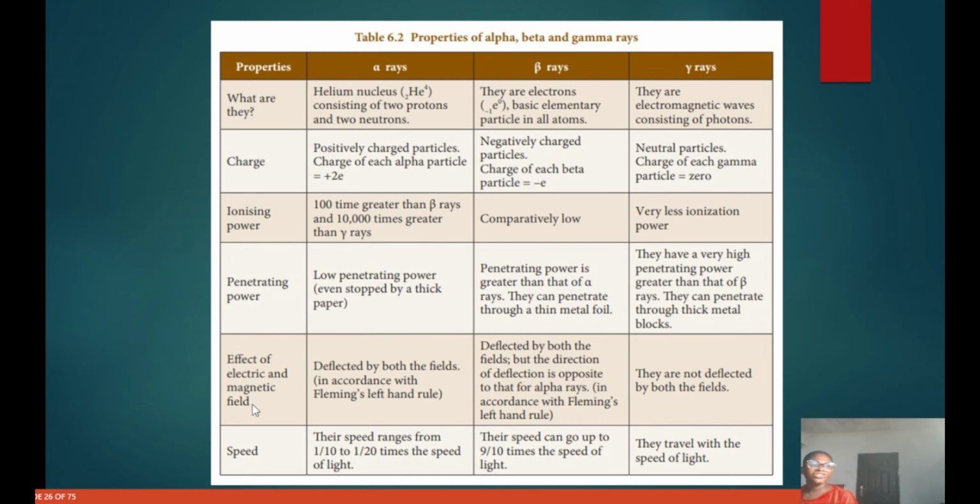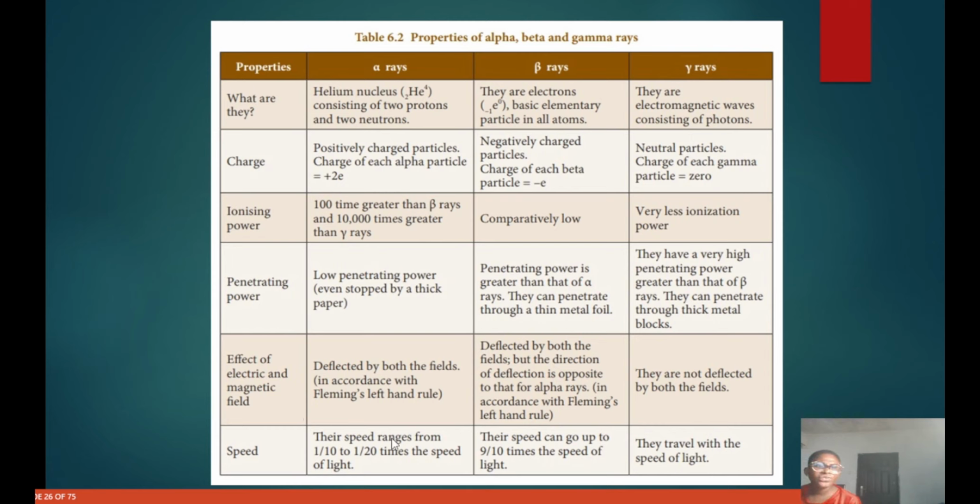So, effect of electric and magnetic field. The alpha rays are deflected by both the fields in accordance with Fleming's left-hand rule. The beta rays are also deflected by both the fields, but the direction of deflection is opposite to that of the alpha rays in accordance with Fleming's rule. We understand deflection: alpha went towards the negative plate because it's positively charged, and beta went towards the positive plate because it is negatively charged. Then the gamma rays are not deflected by either the electric or the magnetic field.